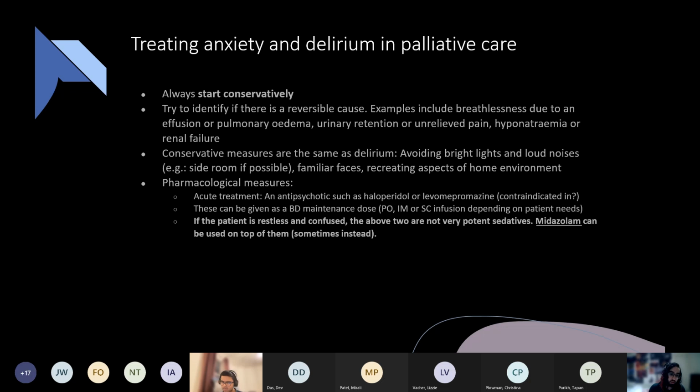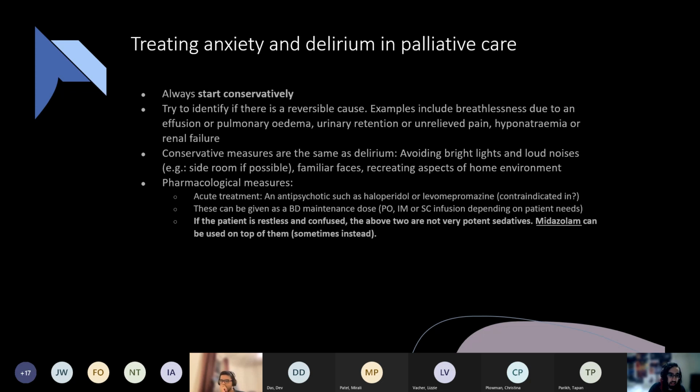You can give those either as maintenance if the patient keeps on having delirium, so it's 2 IM injections a day. But if it's a continuous thing, then it's often just way kinder to do it as a subcutaneous infusion, which we'll talk about once we do syringe drivers. Syringe drivers are much kinder than repeatedly giving somebody an IM injection. IM injections aren't particularly pleasant, especially if you're not really with it. If the patient on top of it is restless and confused, the problem with haloperidol and levomepromazine is that they're good at calming people down and making people quite docile. They're not particularly sedative. They don't really sedate people.